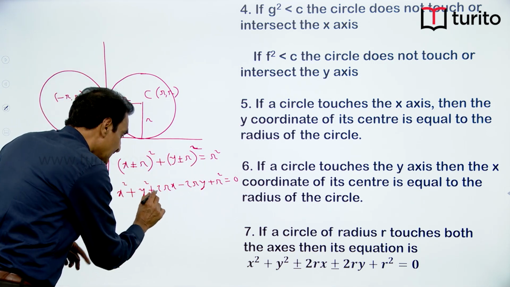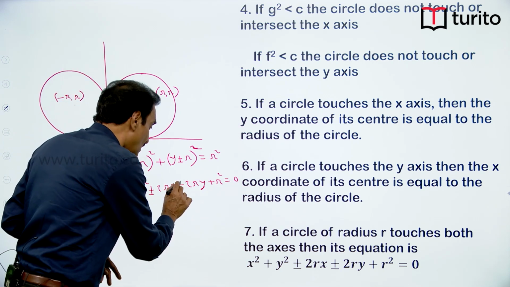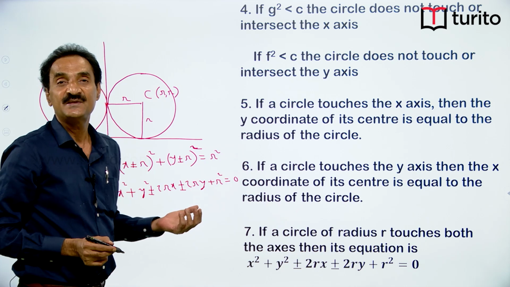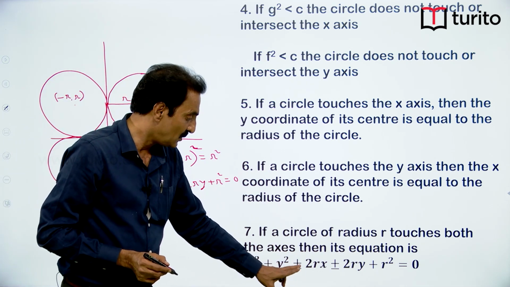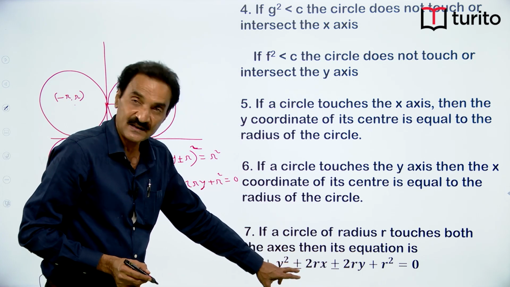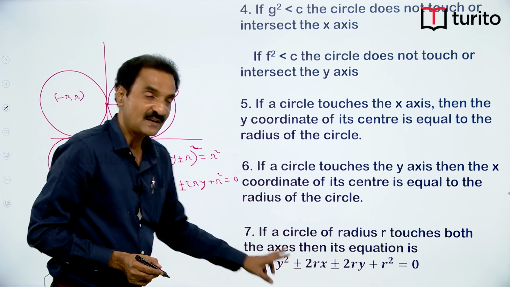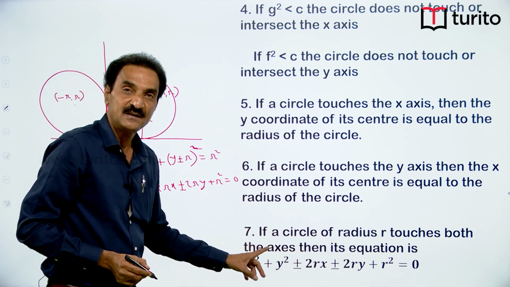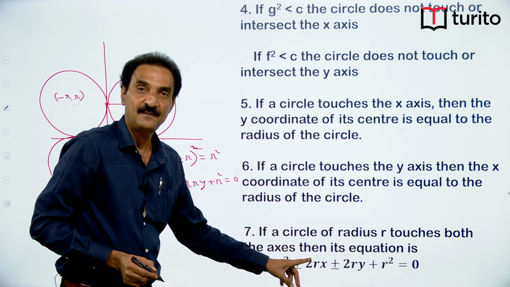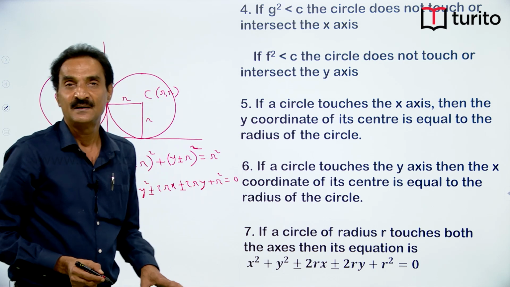Then you will get x^2 + y^2 ± 2rx ± 2ry + r^2 = 0. So, over here, if the circle lies in the first quadrant, we have to take minus and minus. If the circle lies in the second quadrant, we have to take plus and minus. For third quadrant, plus plus. For fourth quadrant, minus plus. Okay.